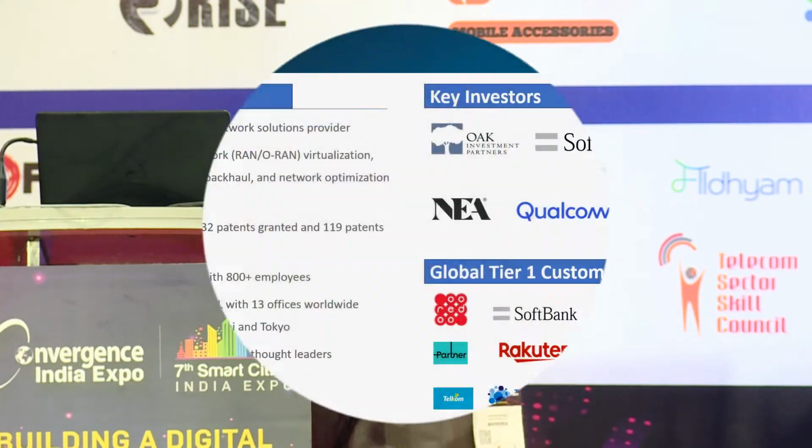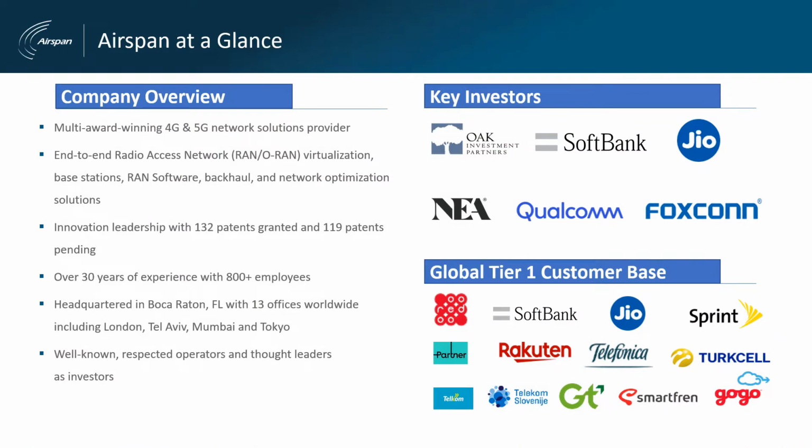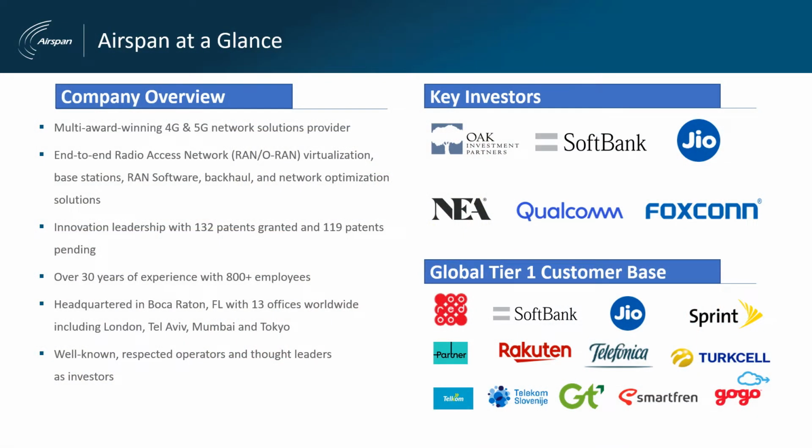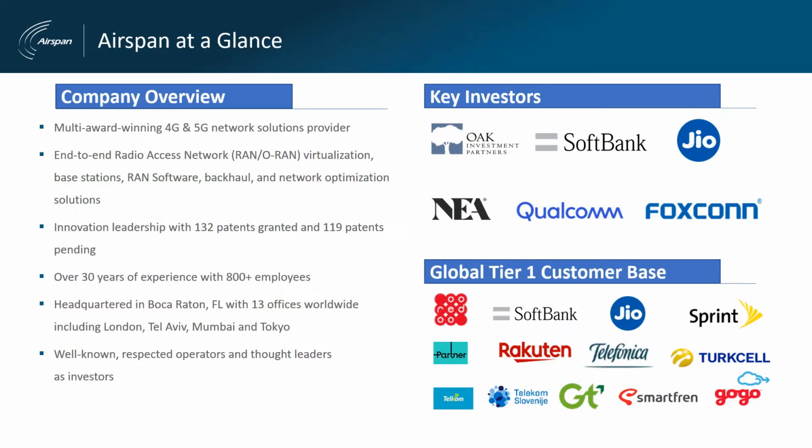Airspan is basically a multi-award winning 4G, 5G network solution provider. We provide end-to-end solutions: access network, RAN, Open RAN, virtualization, base station, RAN software, backhaul, and network operation solutions. As a company, we are quite innovative. We have 132 patents granted, and 190 patents are still pending from the authority.